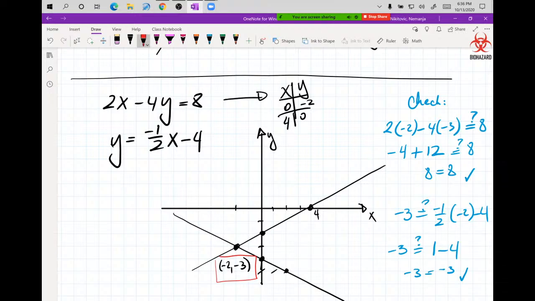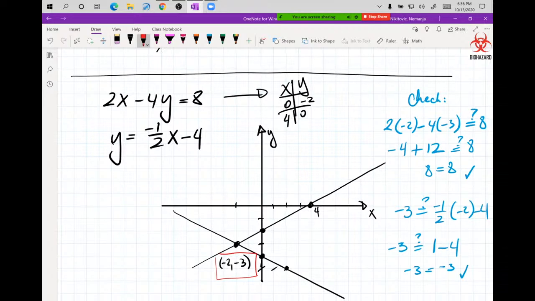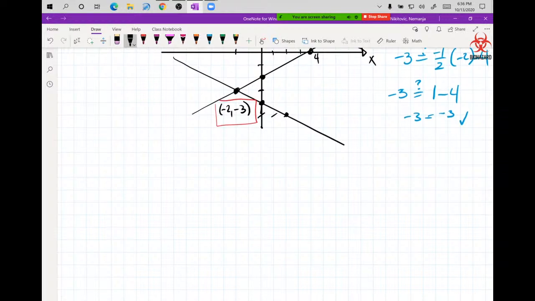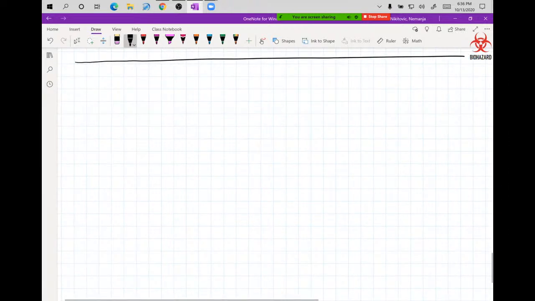Now, without the check procedure, it should take at most 2 minutes to solve this. Let's see another one, and then we'll take a break. When we come back, in 4.2, we will be solving the same equations, but we will be using calculations and algebra rather than dealing with graphing.